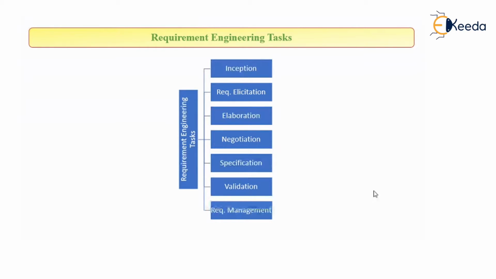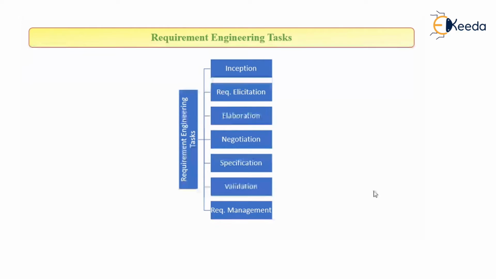Next phase is the elicitation phase. In the elicitation phase, basically the objectives of the problem are defined. That means listing out of the actual functional requirements is done in the elicitation phase. Elaboration. Whatever objectives are decided in the previous phase are elaborated in the elaboration phase.